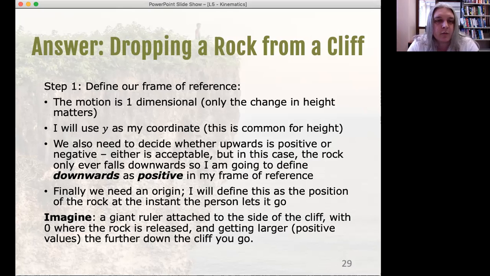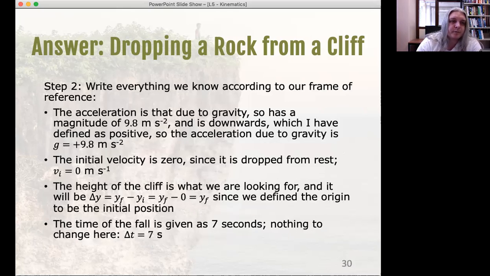Obviously, there isn't a real ruler there, but you could imagine that if you want to visualize the frame of reference. Step 2 is to write out everything we know according to that frame of reference. This might seem a bit redundant because we've been given all this information, but what we're doing is going through all the information we're given and making sure that we are thinking about it according to our frame of reference. So this is still part of doing the physics. It's very important to make sure that all the values and all the quantities you've got, you're thinking about relative to your frame of reference.